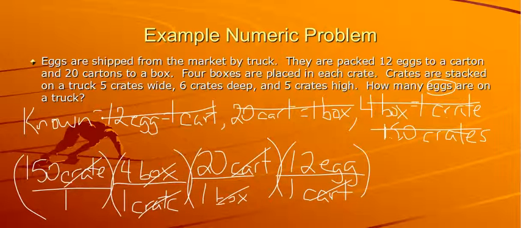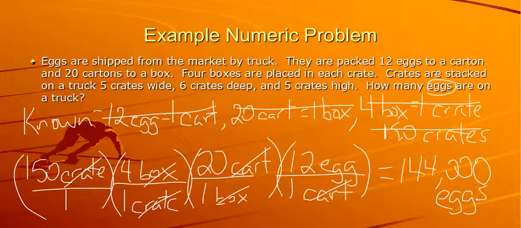So see how my units canceled out as I went from left to right? Mathematically, I just have to multiply 150 times 4 times 20 times 12 to give me the number of eggs on this truck. And again, it's always a good idea to go back and evaluate, make sure that answer makes sense in realm of all the numbers that were given. 144,000 eggs on a truck.